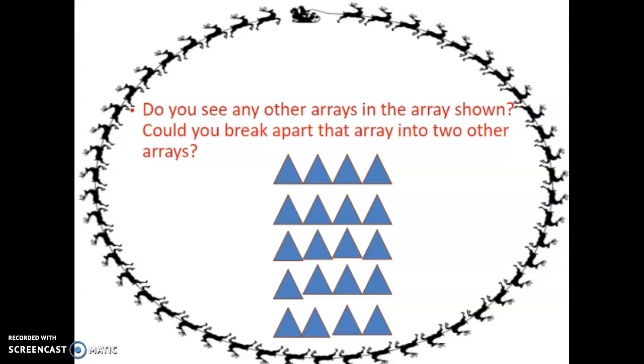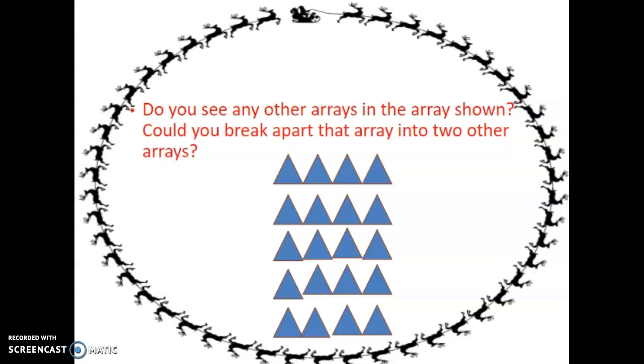It says, do you see any other arrays in the array shown? Can you break apart that array into two other arrays? So I want you to pause your video, take a look at this array, and come up with some ideas of how you can break this array into two different arrays. Pause your video now, take a look at it, and then we will discuss it.